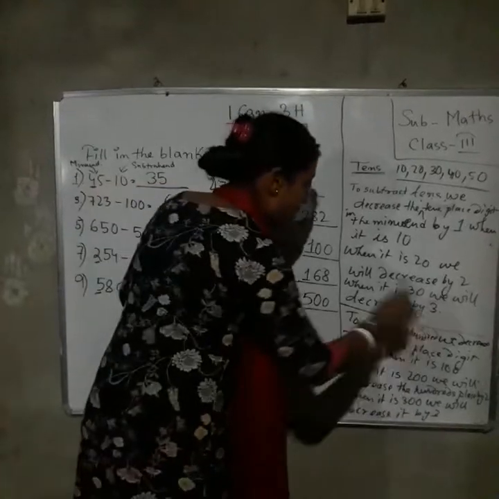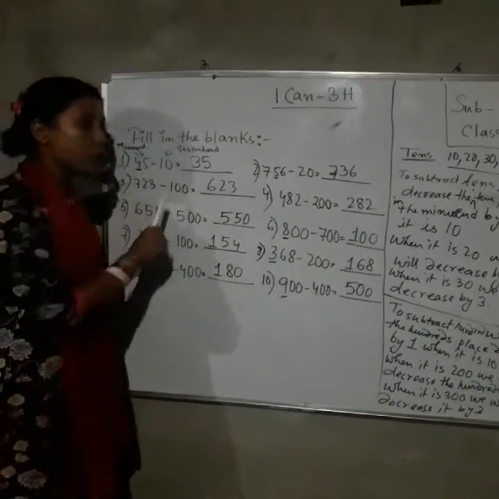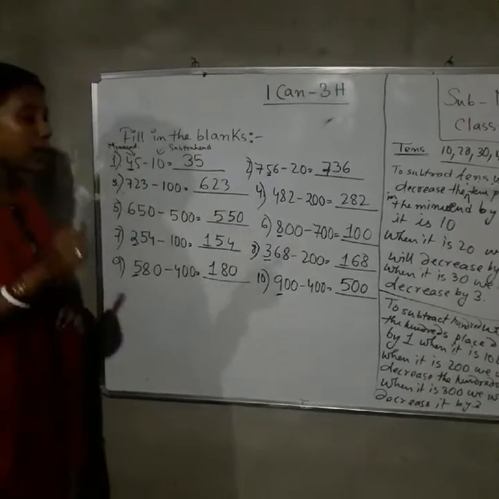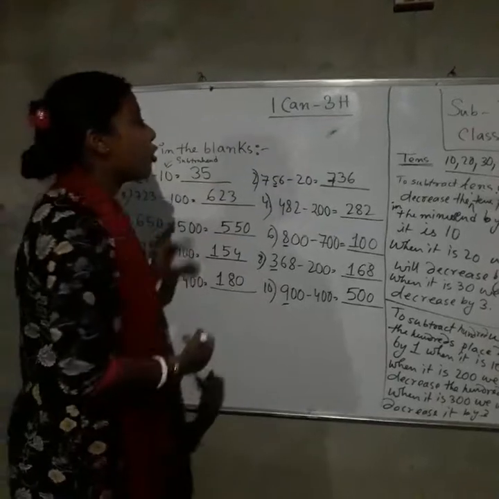And to subtract hundreds, we decrease the hundreds place digit. If it is 100, we decrease by 1. If it is 200, we decrease by 2. If it is 300, we decrease by 3. So it will go on like this.